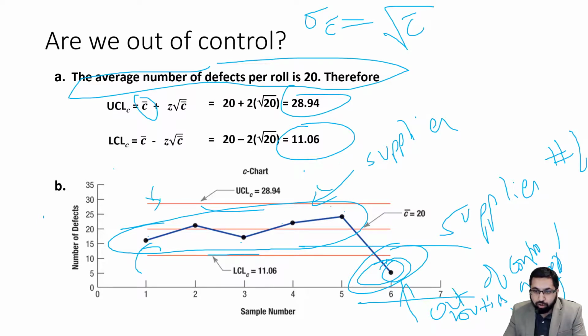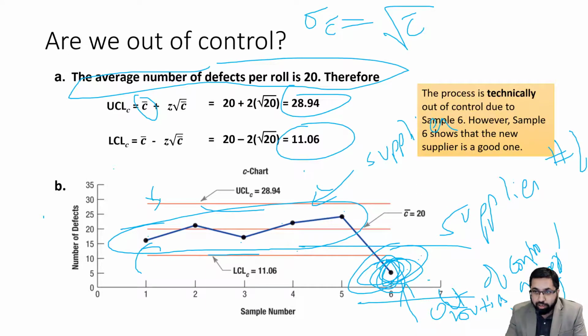So sometimes when you're out of control on the lower end, that's a good thing, because you have fewer defects. Then you want to check and see, is that true reliably, or is it just a one-off thing? And if it's true reliably, then you want to switch to whatever happened in that situation. So here, this was a new supplier that gave us very low defect rates. We want to switch to the new supplier if that supplier can reliably give us these low level defects per row.